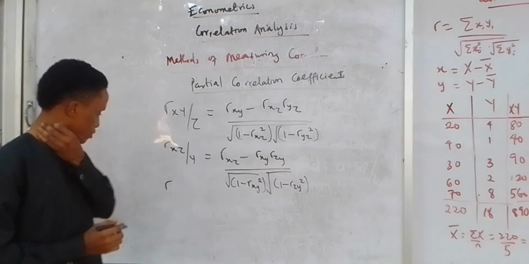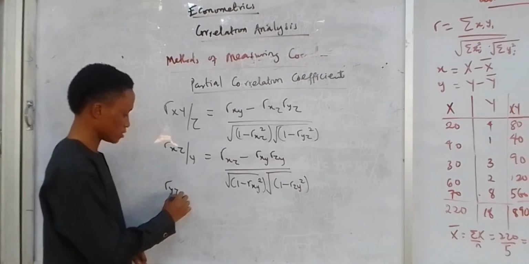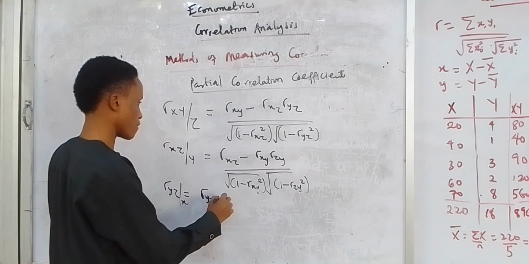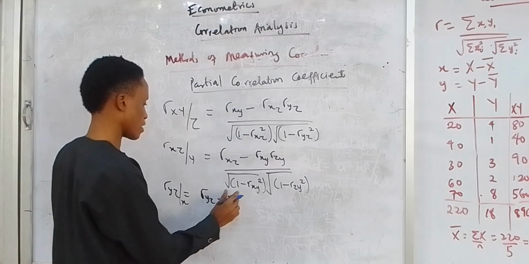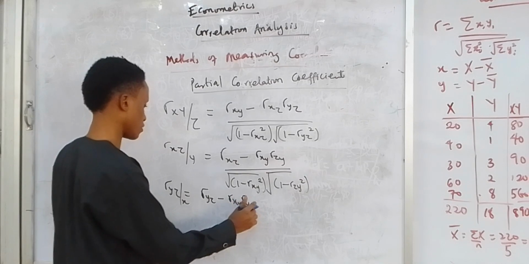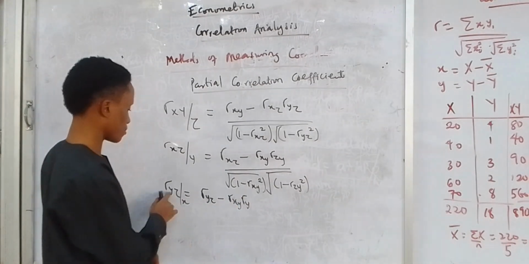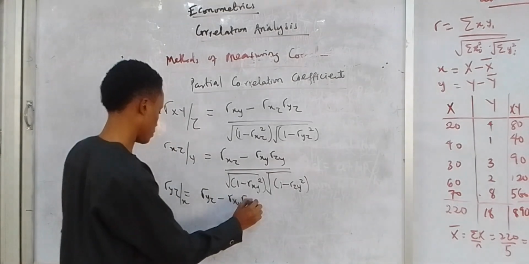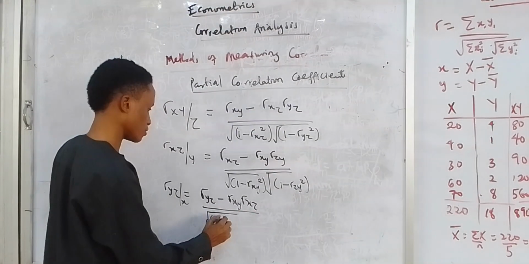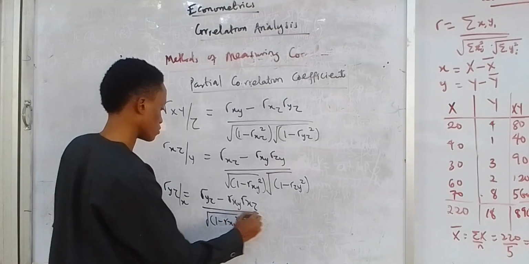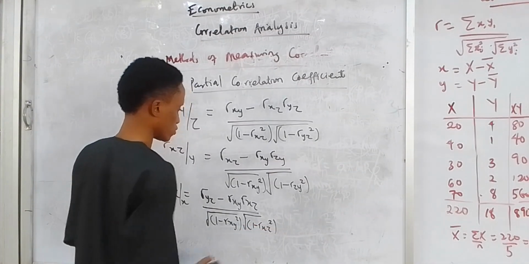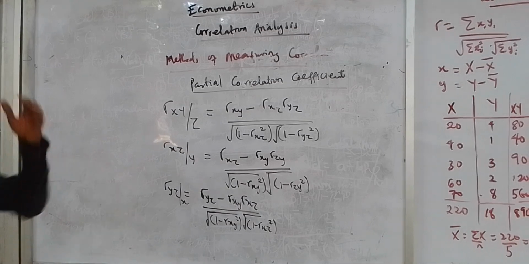If it were to be yz holding x constant, the formula will be ryz minus ryx rxz, over the square root of 1 minus rxy raised to power 2, the square root of 1 minus rxz raised to power 2. So this is the partial correlation coefficient formula.